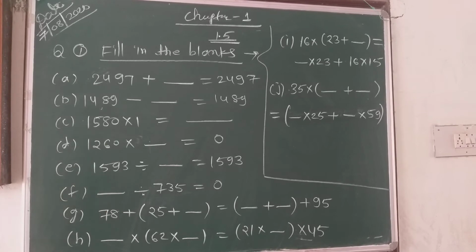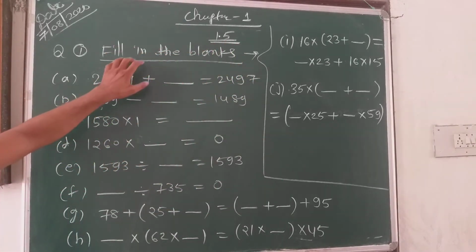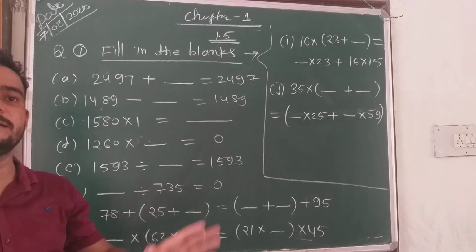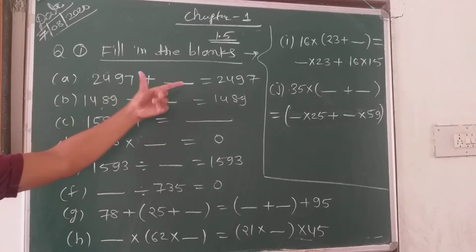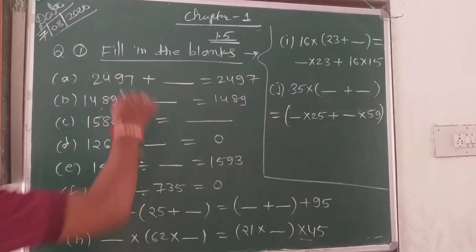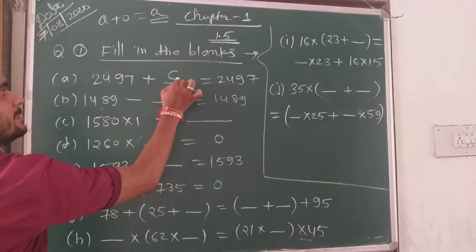Okay students, now we are beginning our Exercise 1.5. The first question: fill in the blanks. We have to use the identities we learned and fill in the blanks. 2497 plus which number, then the result is the same number? You know, to get the same number as the result, I told you a plus 0 gives a. It means here it is 0.